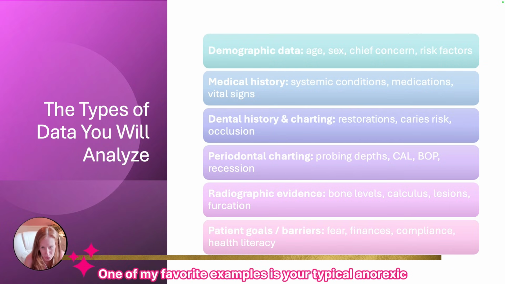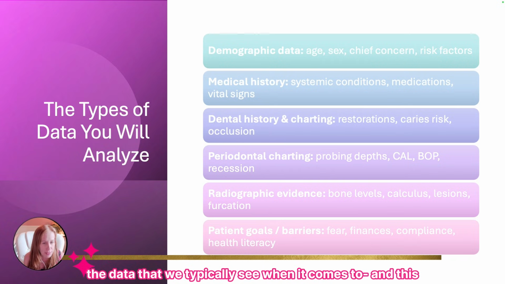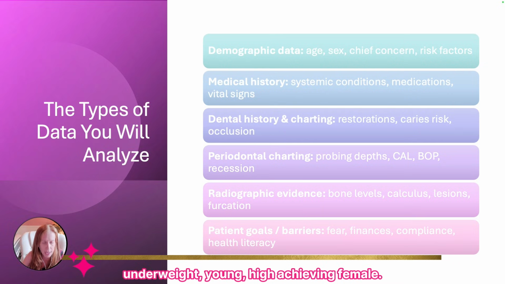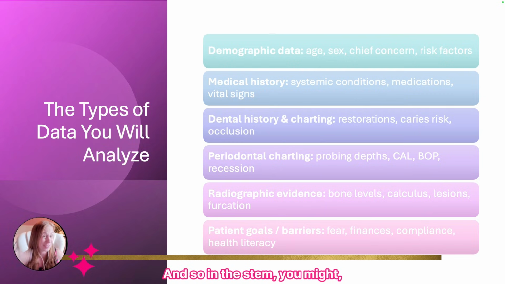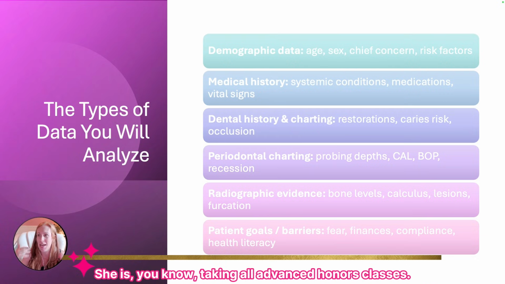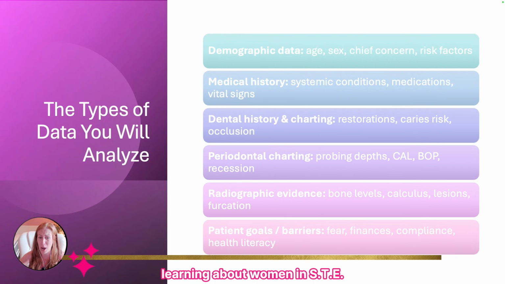One of my favorite examples is your typical anorexic patient. Demographically, the data that we typically see, and this is just an example of an anorexic patient, is going to be a high school aged, underweight, young, high achieving female. And so in the STEM, you might meet Kayla, who is a high achiever. She's captain of the cheerleading squad. She is taking all advanced honors classes. She's going to spend her summer vacation going to Harvard and learning about women in STEM.